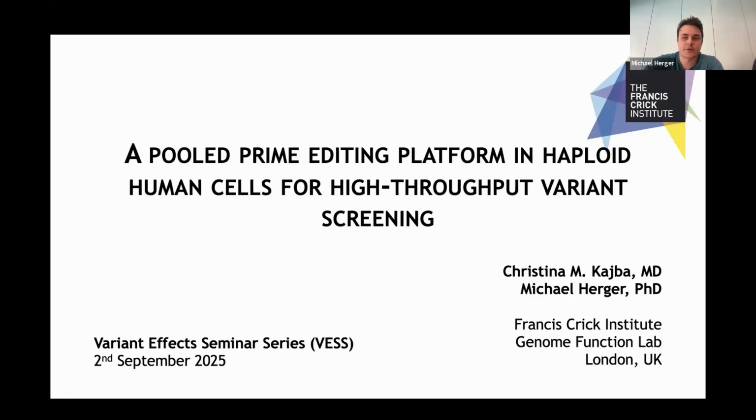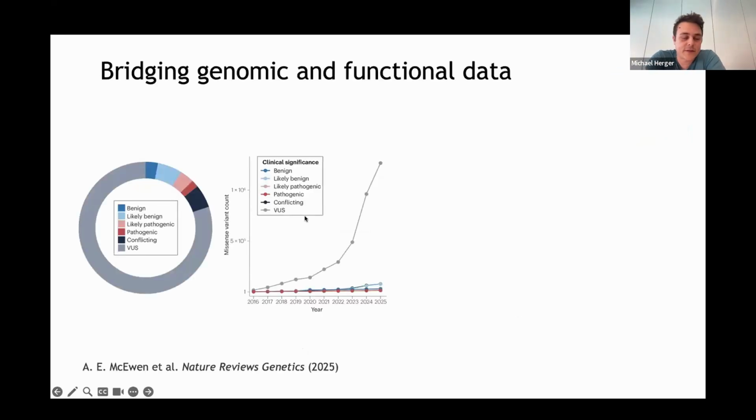Today, Christina and I will be presenting our pooled prime editing platform for high throughput interrogation of variant effects. To start, as genomic sequencing is becoming more and more commonplace in clinical practice, our databases of human genomic variation are growing rapidly. To take full advantage of the wealth of available genomic data, it is critical for us to understand how these variants can affect human health.